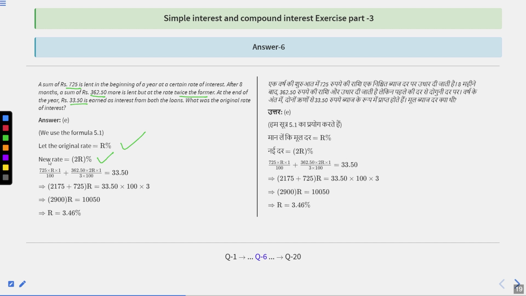So how can we calculate it? We use the formula of simple interest: 725 into R into 1 upon 100 plus 362.50 into 2R into 1 upon 3 into 100, which equals 33.50. So when we calculate it, we get 2175 plus 725R equals 33.50 into 100 into 3. We get the value of R, which is 3.46%, the correct answer.